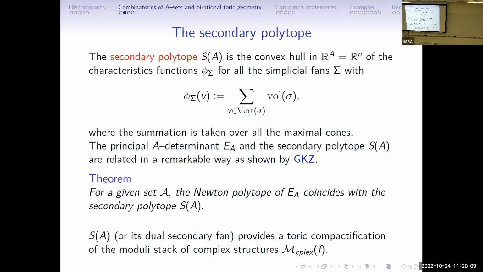The magic of it, as far as mirror symmetry is concerned, is that this secondary polytope, or its dual secondary fan, provides a toric compactification of the moduli stack of complex structures. I phrase it this way; symplectic geometers phrase it different ways. It's also connected to the moduli space of Landau-Ginzburg models that Ludmil and collaborators studied in various other contexts.